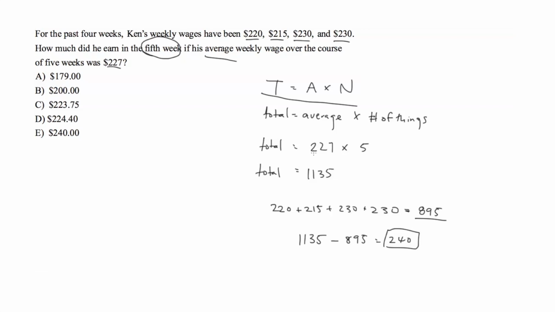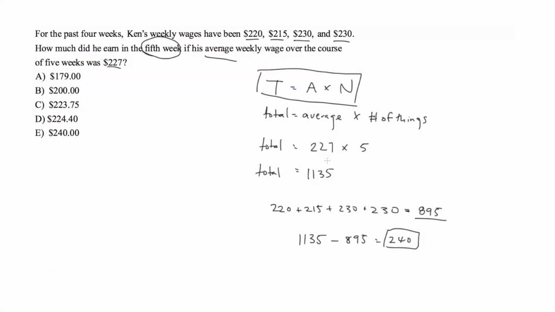So basically for these average questions, the main idea is to use this acronym. You want to set it up in such a way that the total is equal to the average times the number of things that you're averaging. In this case, if they give you parts of what make up that total, you can simply deduct.